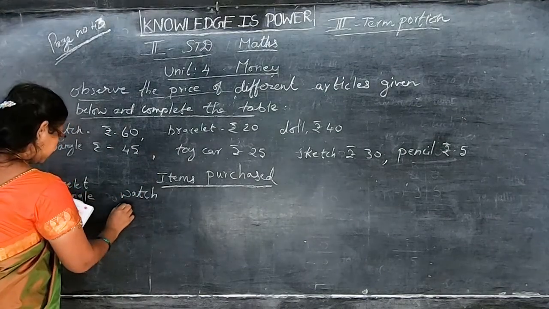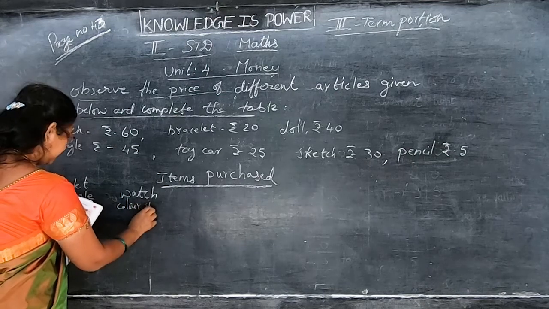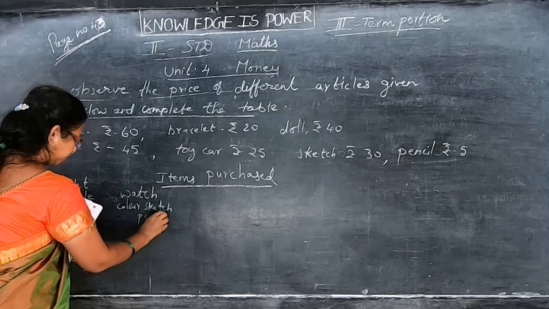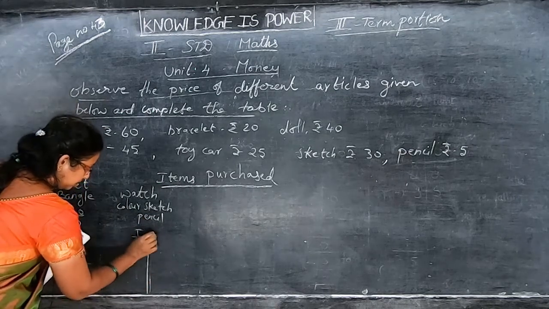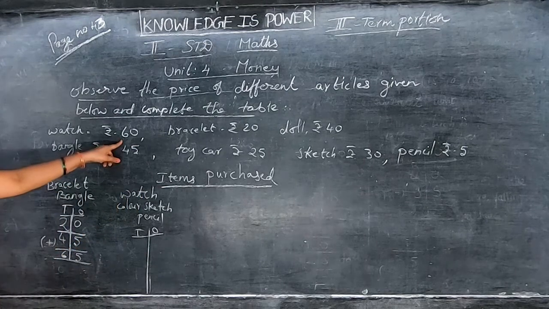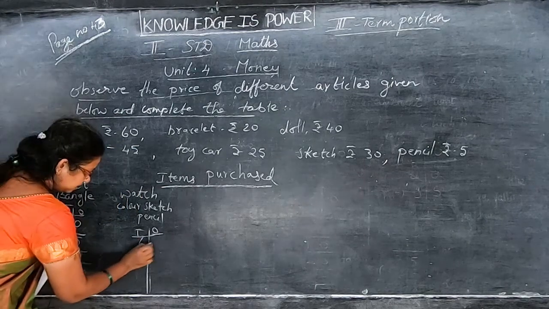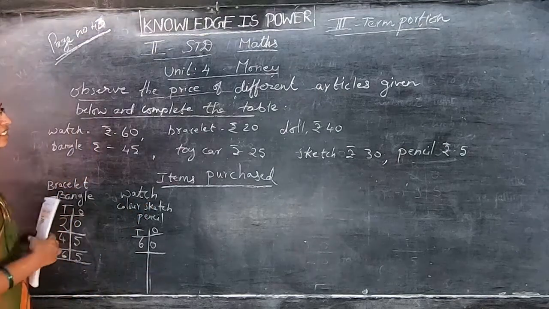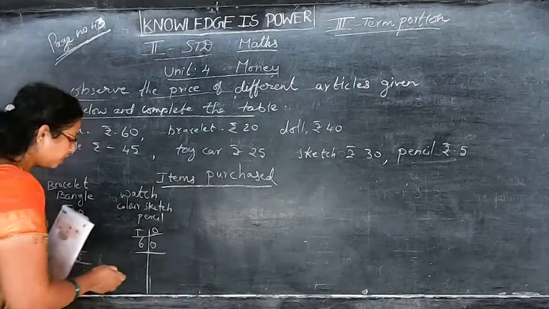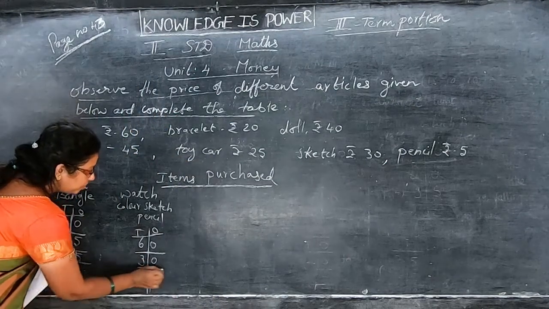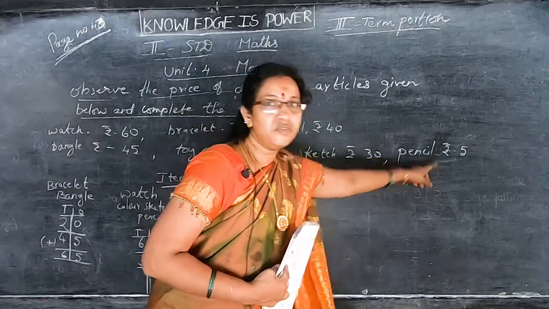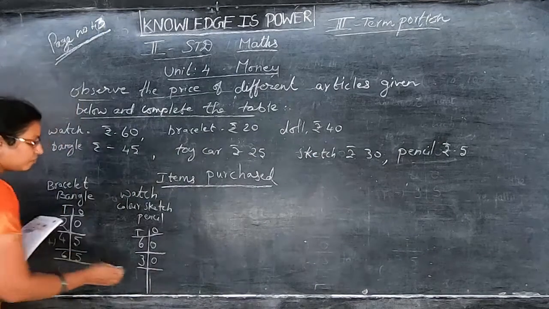Watch, color sketch and pencil. Three items they are buying. Put tens and ones column. Watch, how much do you see? 60 rupees. Watch is 60 rupees. So you write 60. Then color sketches. See where is color sketch? Color sketch is 30 rupees. Then pencil, how much? See here, cost of the pencil is 5 rupees. Okay, you write here 5.